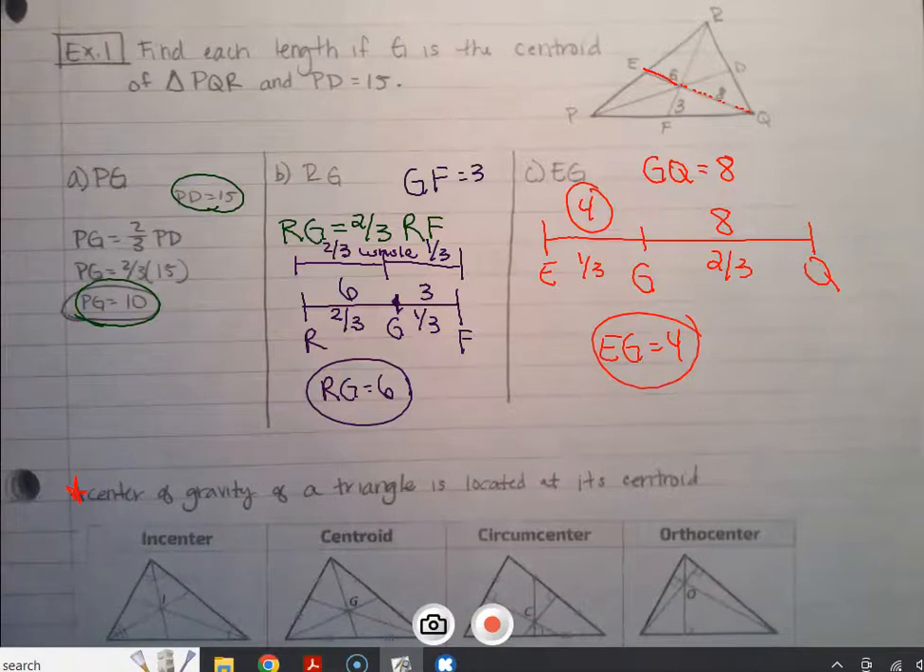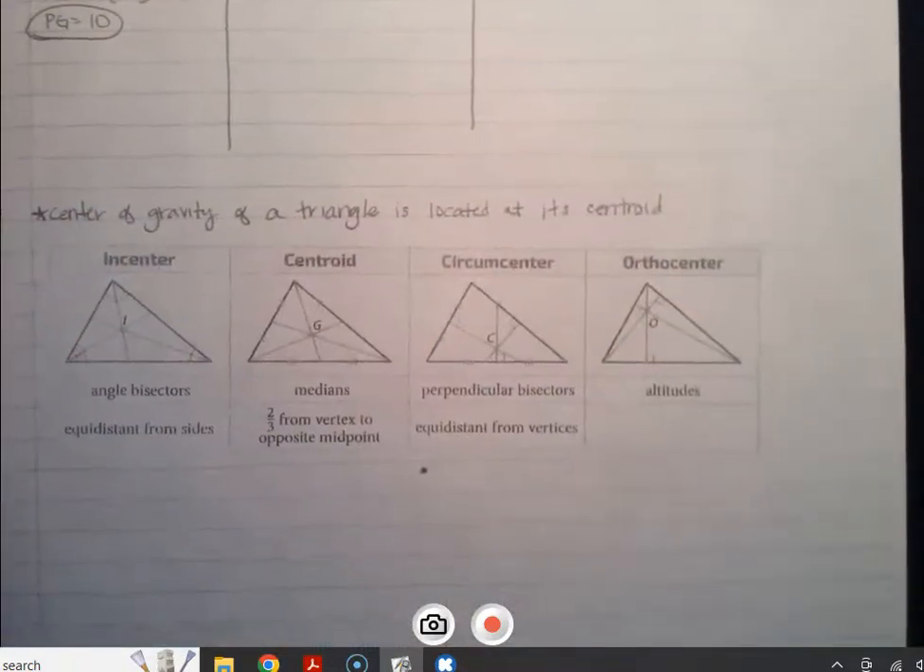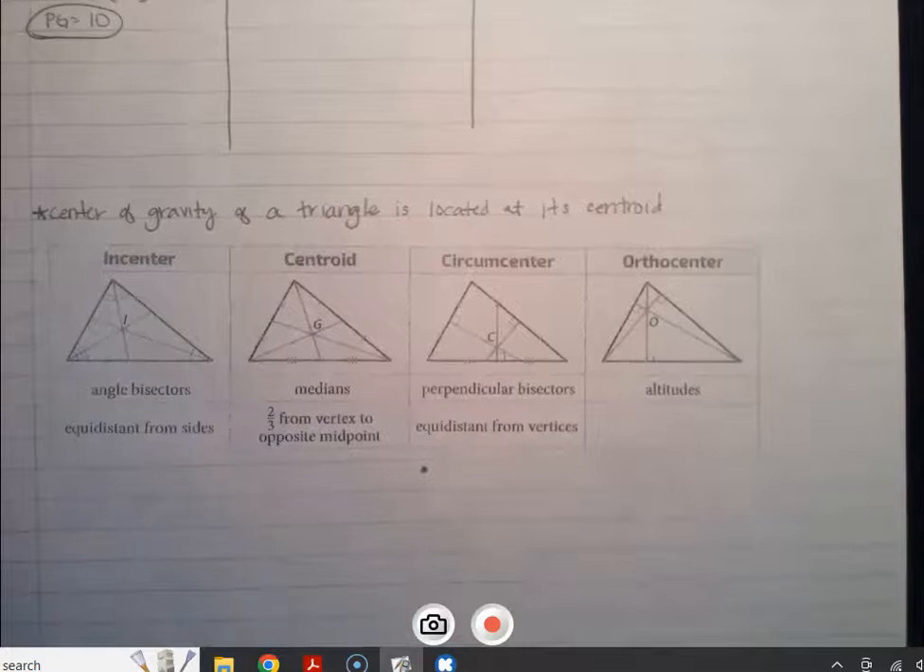Anyway, let's look at the bottom. There's a summary here of the 4 types of centers that we've looked at, because you want to be able to identify them. For the incenter, you're always going to be looking for your angle bisectors, so your angles are going to be marked. For the centroid, you're going to have medians. The sides are marked, and it does go through your vertex.